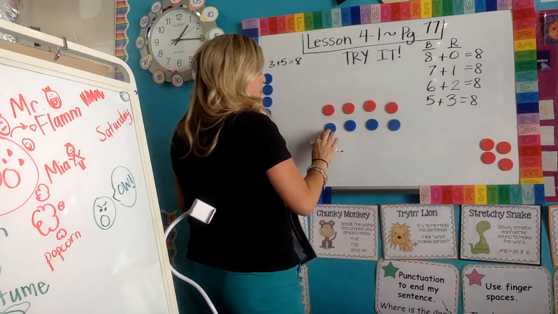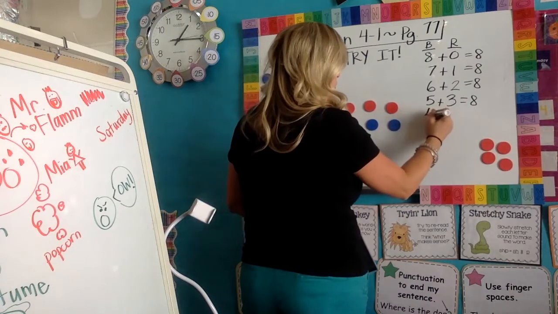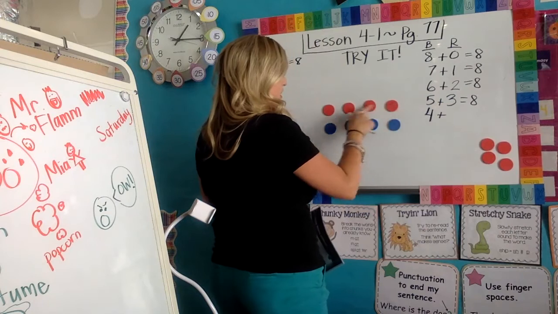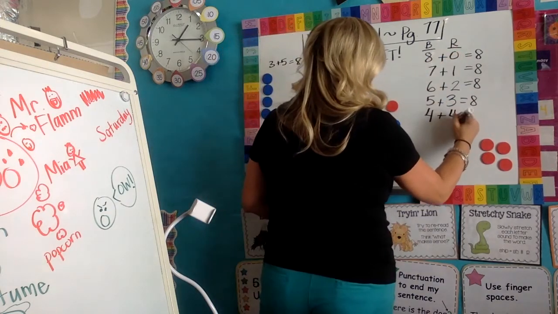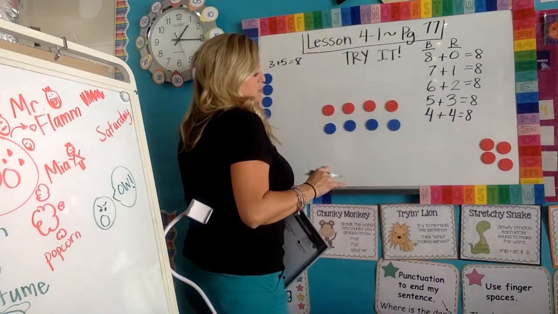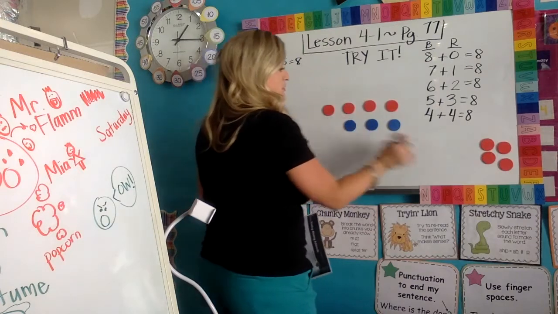Okay, now I have 4, and I can't count on because I only have 4, plus this whole row is red. And I know there's 4 in a row, so 4 plus 4 equals 8. Those are all the number bonds. Now, if I take this one away and I'm like, you know what, I really want more red.